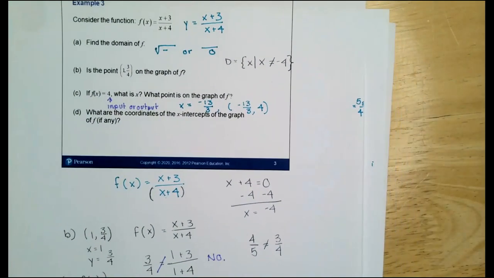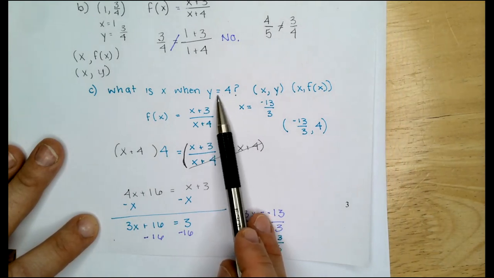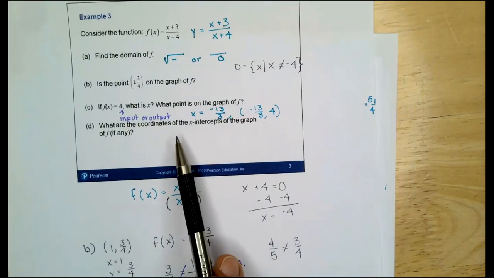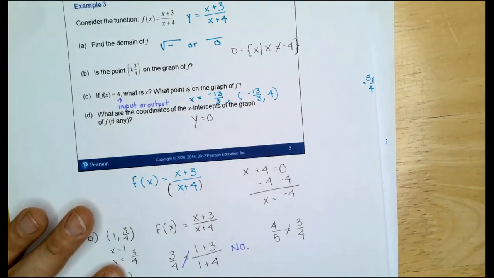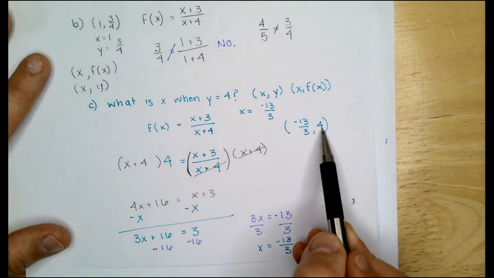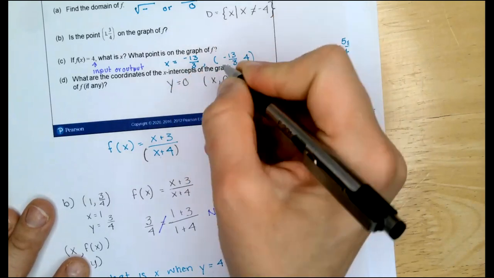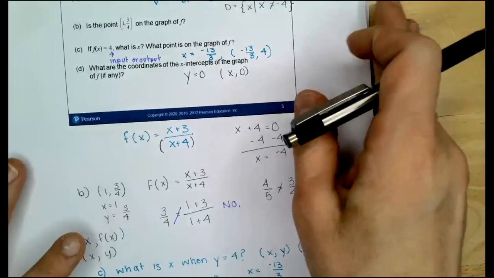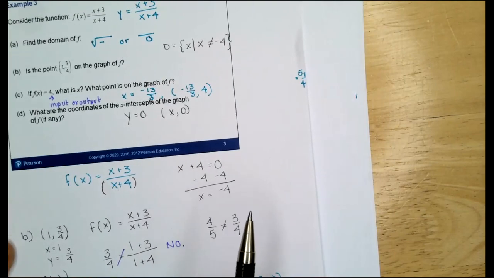Okay? Last question is, what are the coordinates of the x-intercepts of the graph of f? The x-intercepts, just like here, we found the intercept with the line y equals 4, right? Where does it intersect with the line of y equals 4? Here we want to know the x-intercepts of the graph. The x-intercepts happen when y equals 0. The line y equals 0 intercepts with the graph at the point x comma 0. So just like we put in a 4, now we're going to put in a 0 and solve for x.